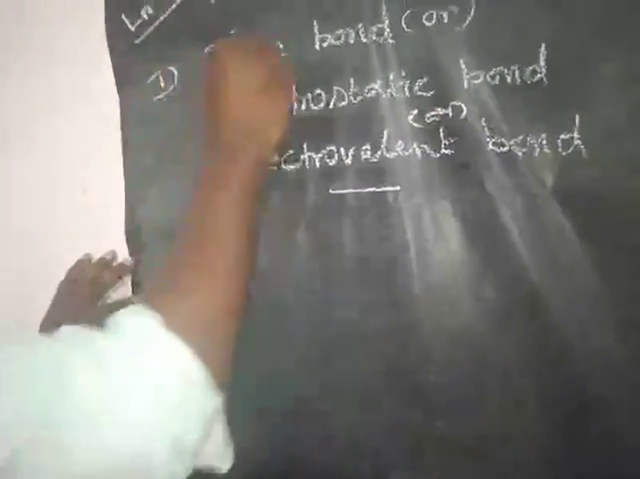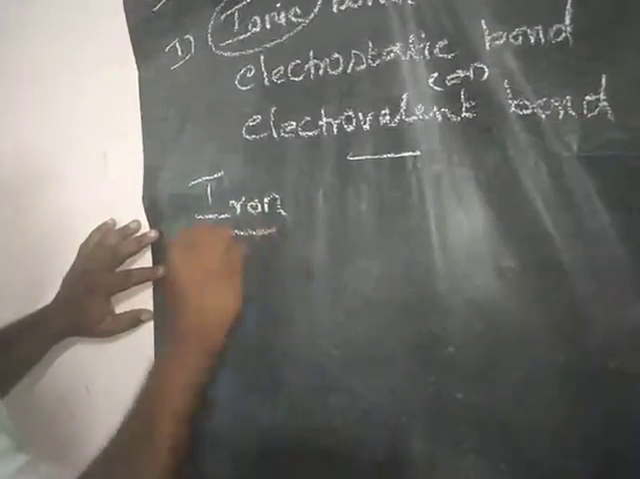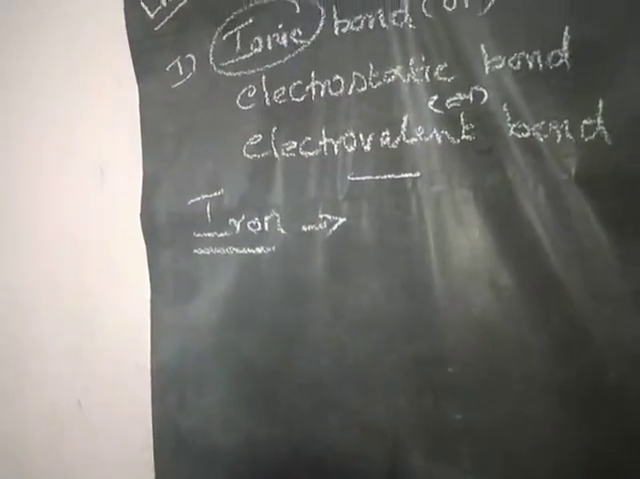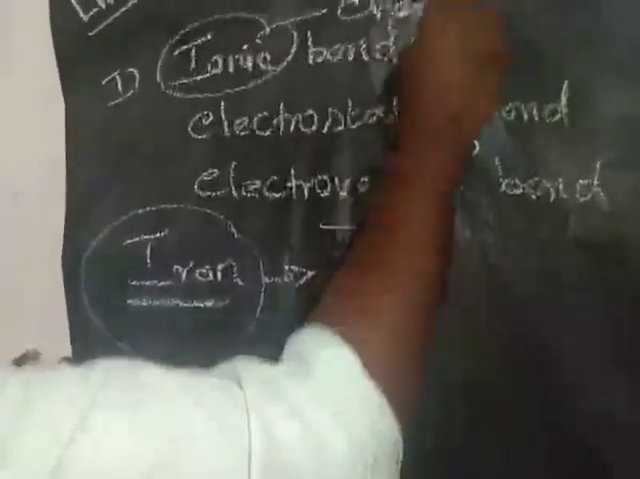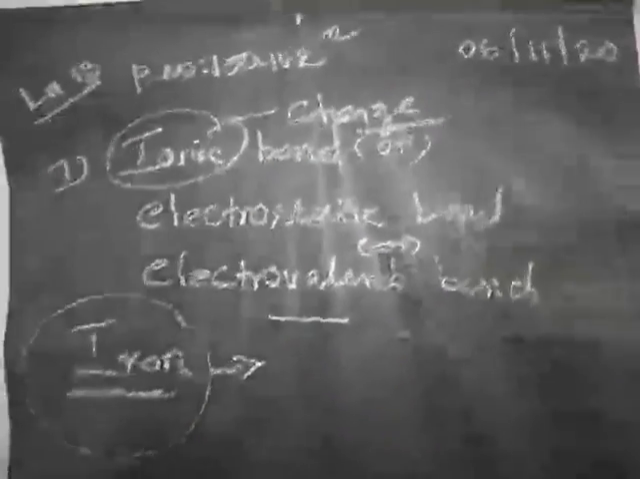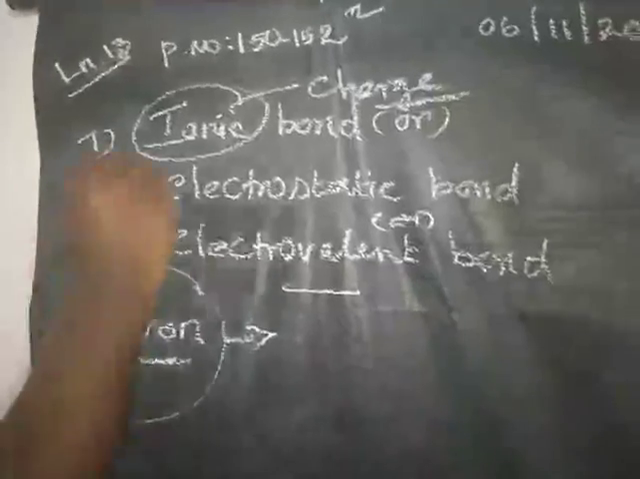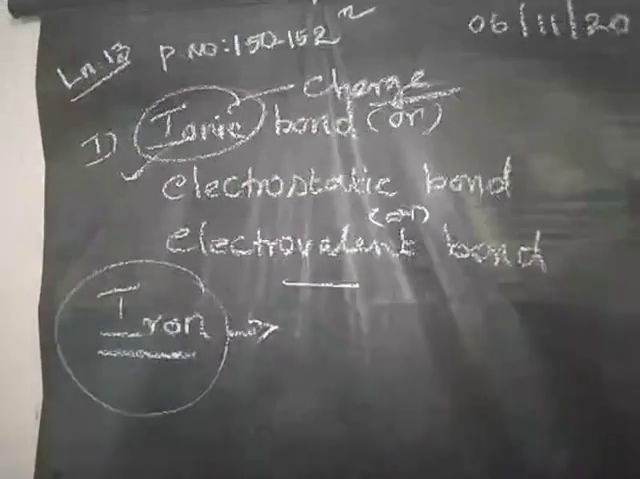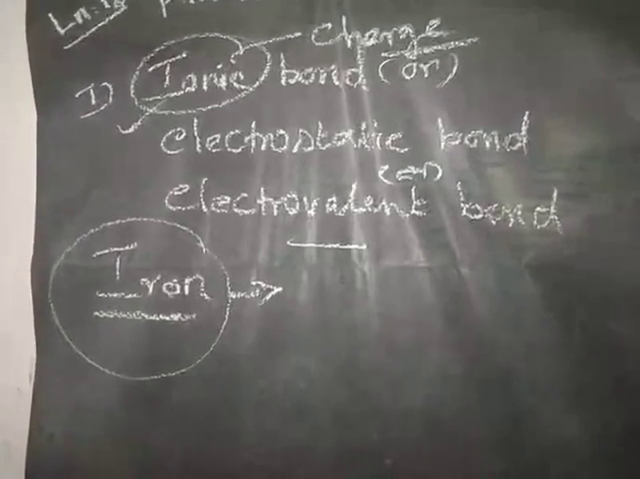What is meant by the first word, ion? Not I-R-O-N, that is an example of an element. Ion is nothing but charge. Based on the charge a bond is formed, and that bond is called the ionic bond.